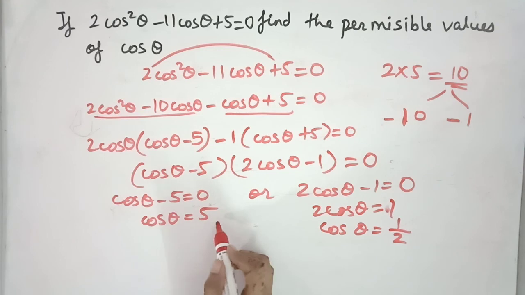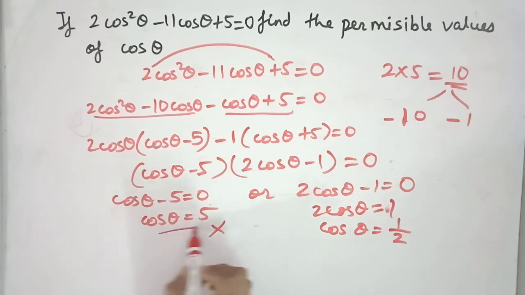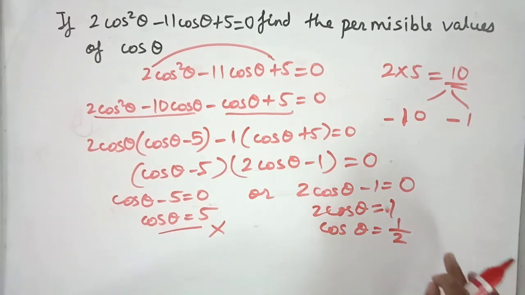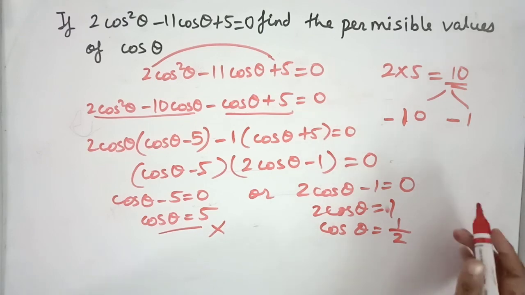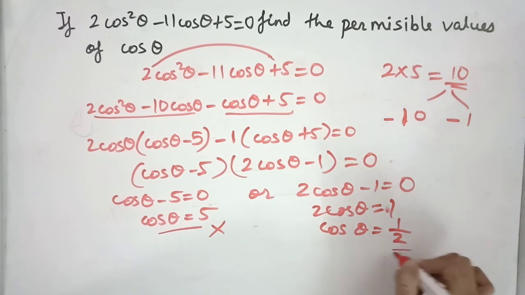Now cos theta cannot be greater than 1, so cos theta equal to 5 is not the permissible value. Now cos theta is equal to 1 upon 2, so the permissible value will be 1 upon 2. The permissible value of cos theta will be 1 upon 2.